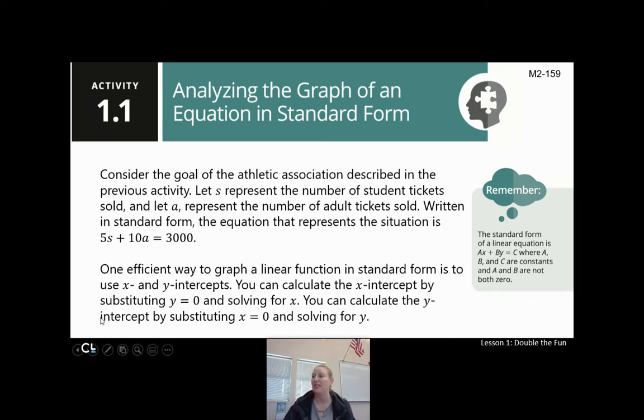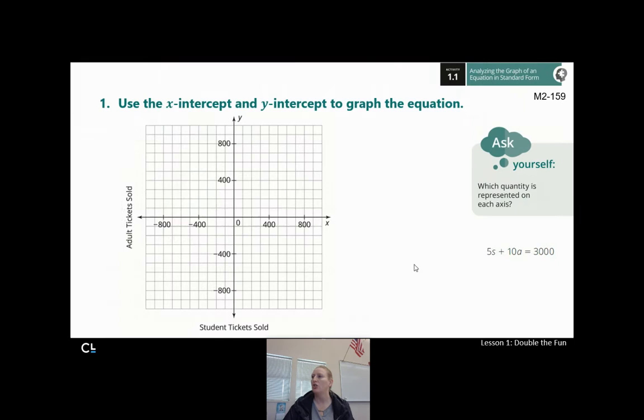Remember that you can calculate the x-intercept by substituting y equals 0 and solving for x, and you can calculate the y-intercept by plugging in x equals 0 and then solving for y. So you can plug in some zeros and figure out what your intercepts are. That's what you're going to want to do here. Number one, find your x-intercepts and y-intercepts.